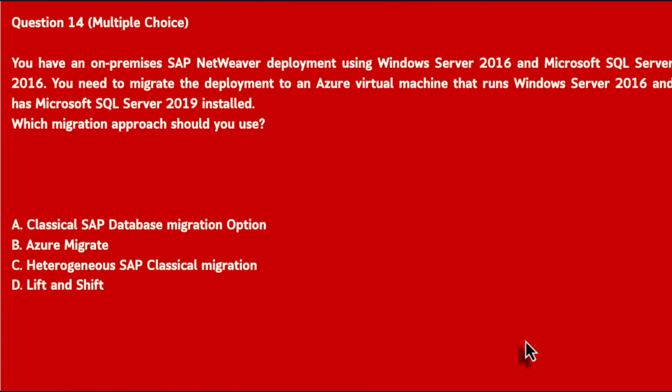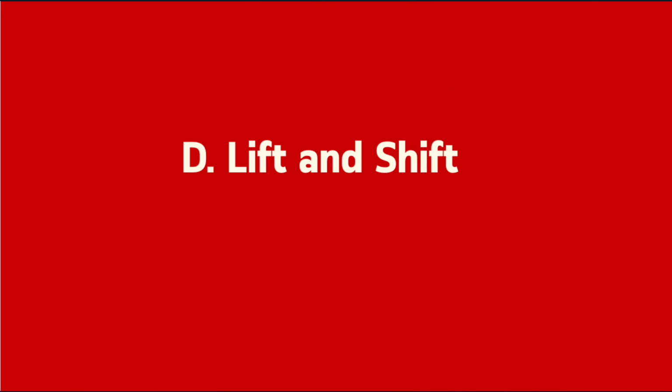You have an on-premises SAP NetWeaver deployment using Windows Server 2016 and Microsoft SQL Server 2016. You need to migrate the deployment to an Azure virtual machine that runs Windows 2016 and has Microsoft SQL Server 2019 installed. Which migration approach should you use? Classical SAP database migration option, Azure Migrate, heterogeneous SAP classical migration, or lift and shift. Correct answer is lift and shift.